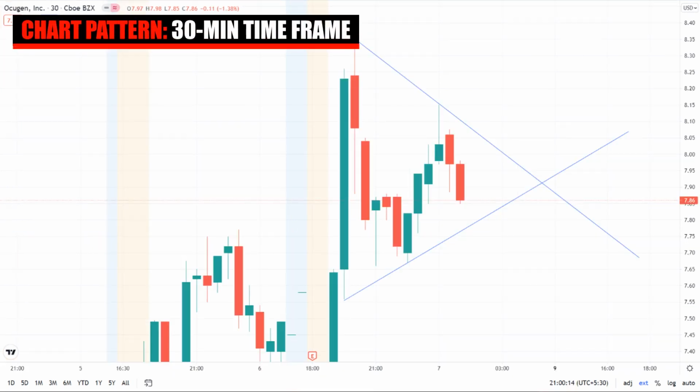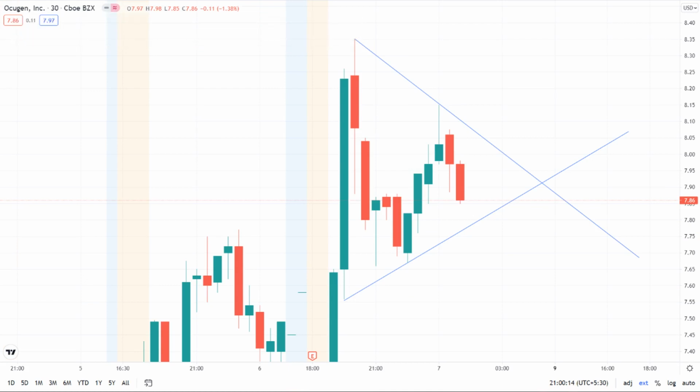Let's see its pattern. In this 30-minute time frame, we can see that the candlesticks are forming a triangular trend, which gives us a chance for a price action trading based on this stock. Here you can buy this stock if the price goes above the upper trend line and short sell the stock if it goes below the lower trend line.